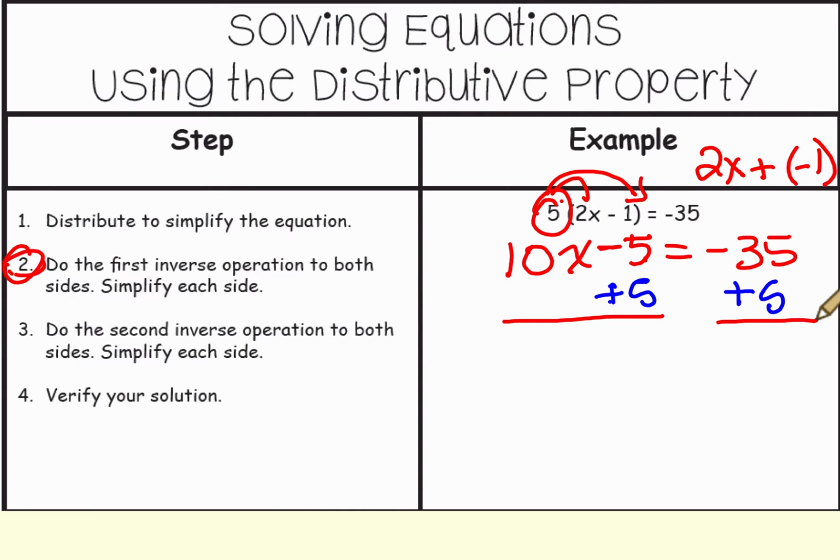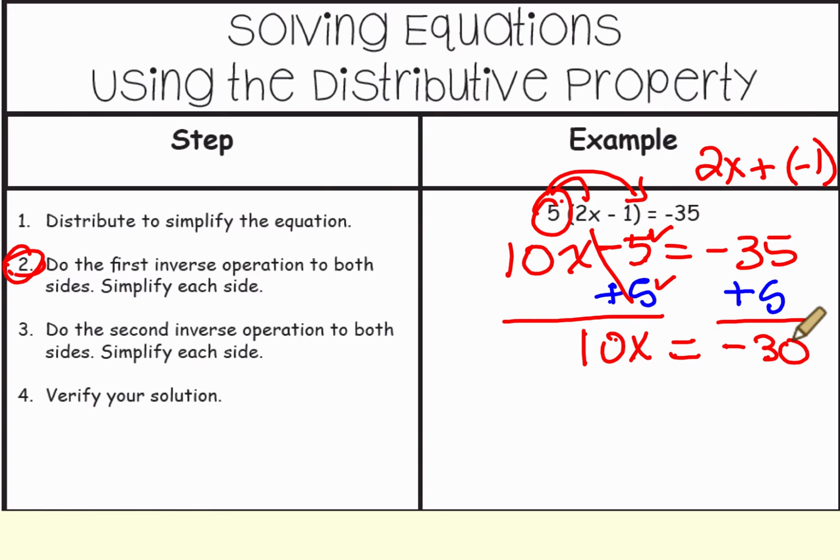So now on the left side, when I have negative 5 plus 5, that makes a zero pair, so I can say that they cancel each other. And what's left over? 10 times x. And that's because they're inverse operations. Now over here I have negative 35 and 5. I have more negatives than positives, so I have exactly 30 more negatives than I need. So I have 10 times x equals negative 30.